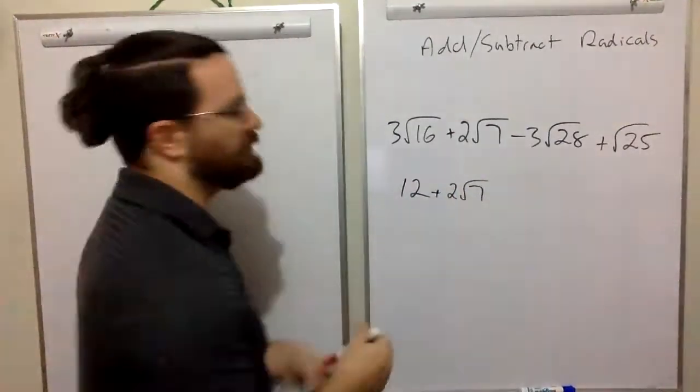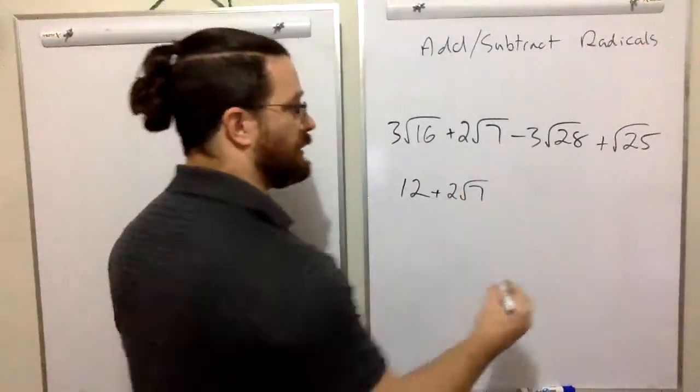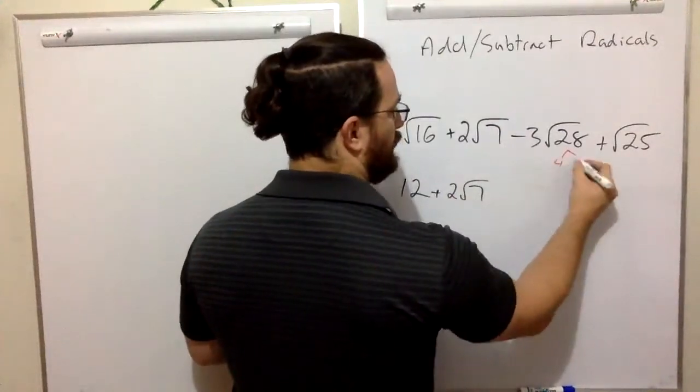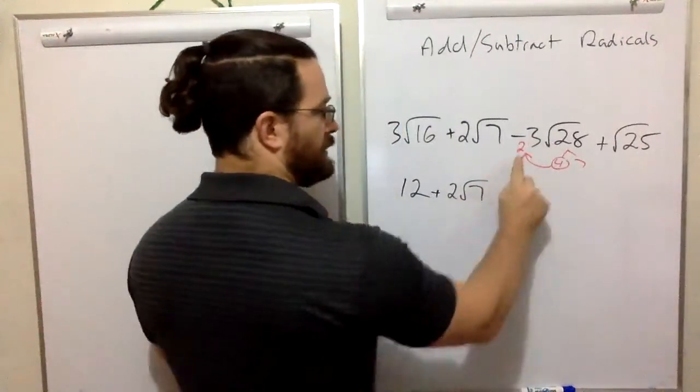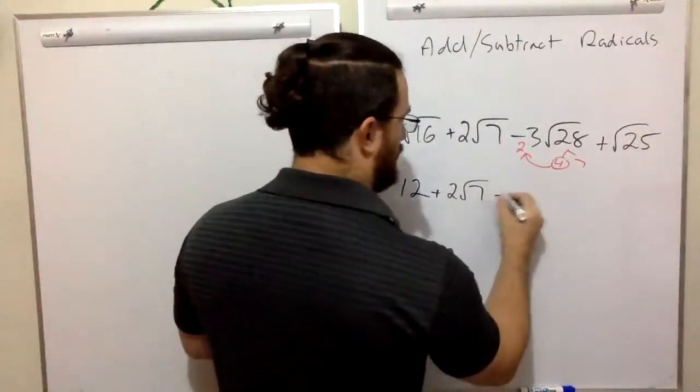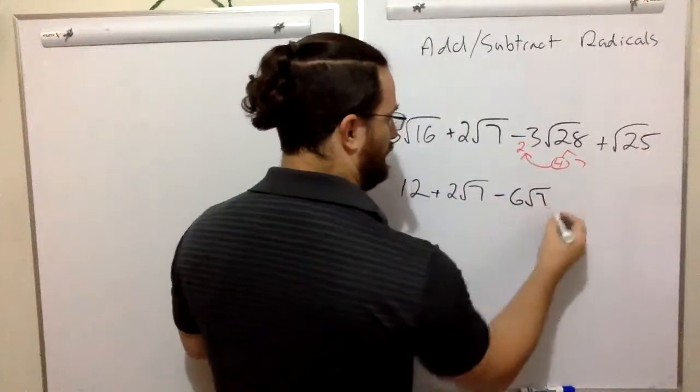Inside the 28, 28 is divisible by 4. So there is a perfect square inside here. This is 4 and 7. This guy comes out as a 2. So I'm going to get 2 times 3. So this is going to make 6 radical 7.